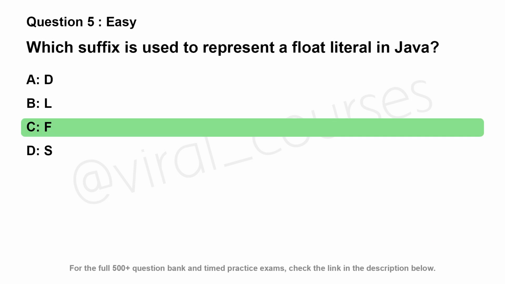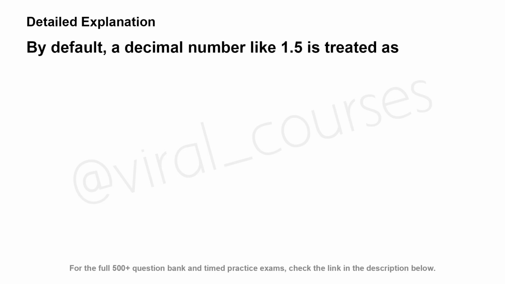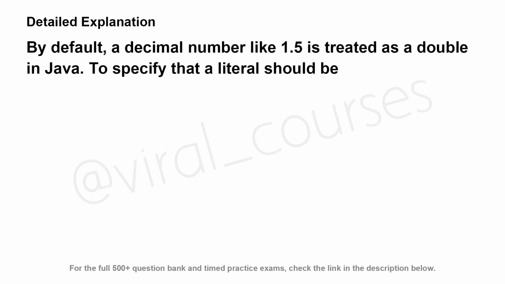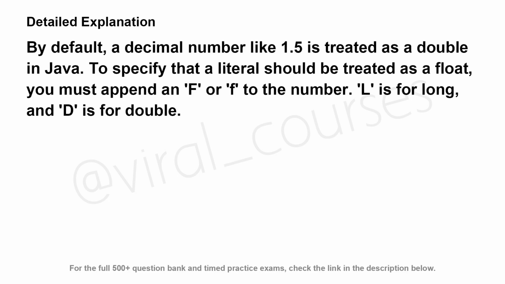The correct answer is C. By default, a decimal number like 1.5 is treated as a double in Java. To specify that a literal should be treated as a float, you must append an f or F to the number. L is for long, and D is for double.